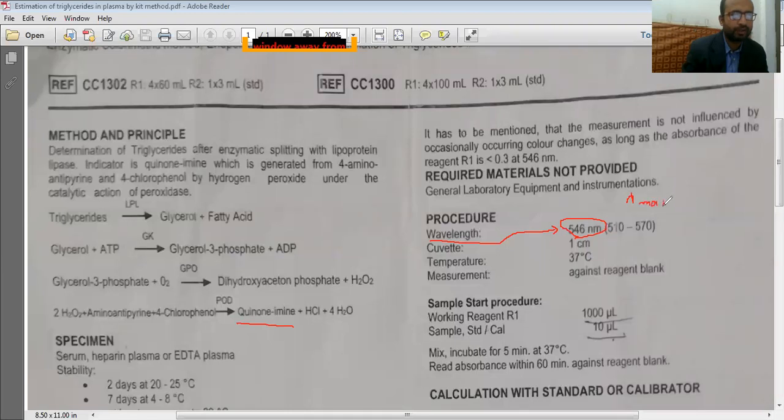This is the lambda max of quinone amine. Why is it called the lambda max? Because this is the specific wavelength which will be maximum absorbed by quinone amine. Quinone amine can absorb other wavelengths as well, but this wavelength will be maximum absorbed by quinone amine. That's why this is the lambda max. And every colored compound has a specific lambda max for the estimation of different colored compounds.